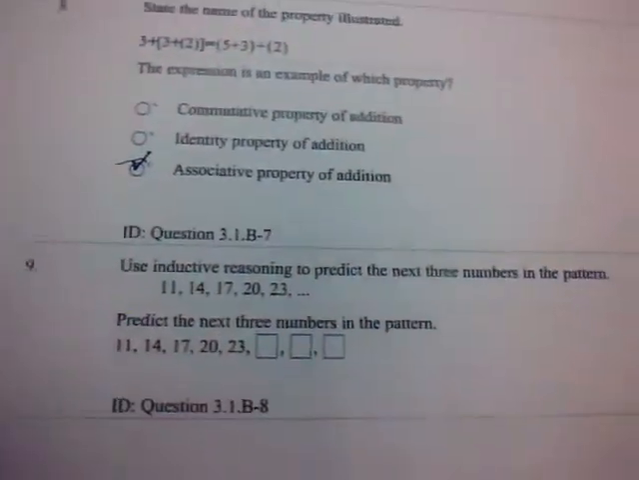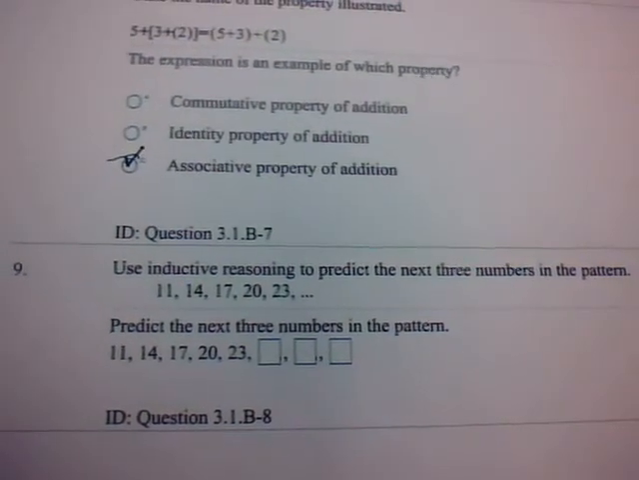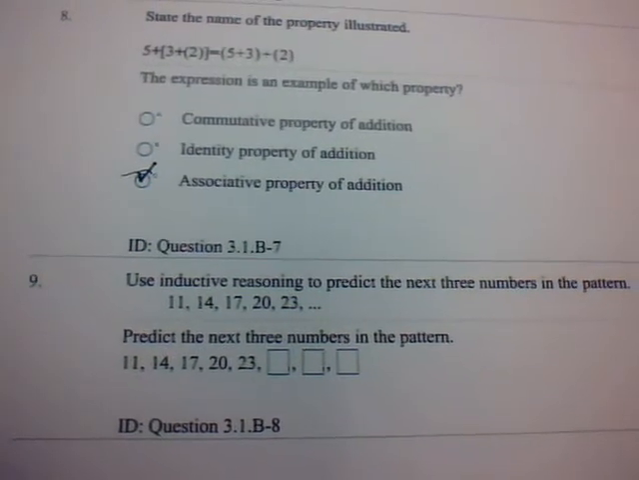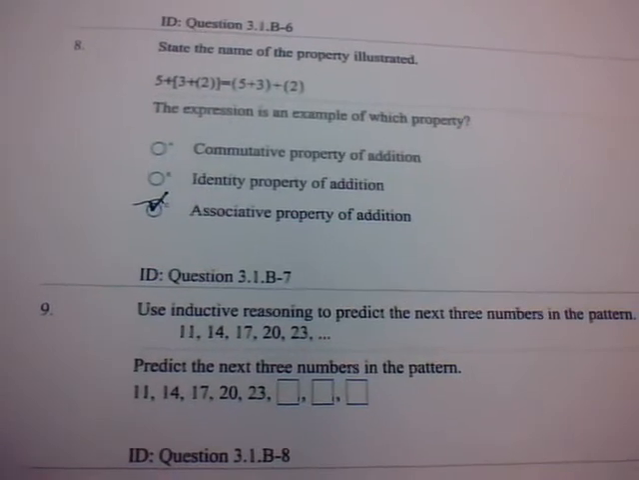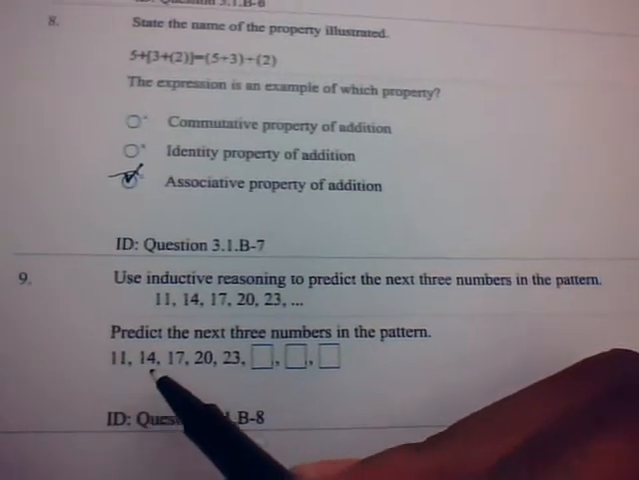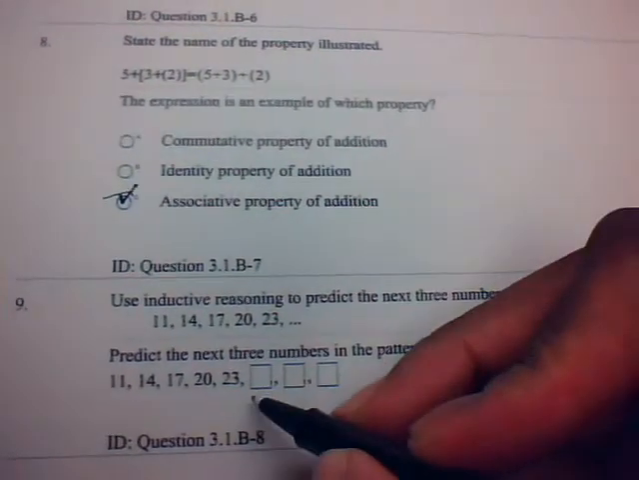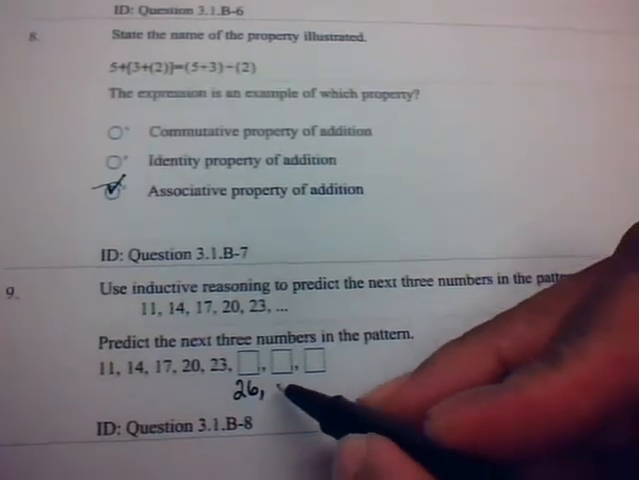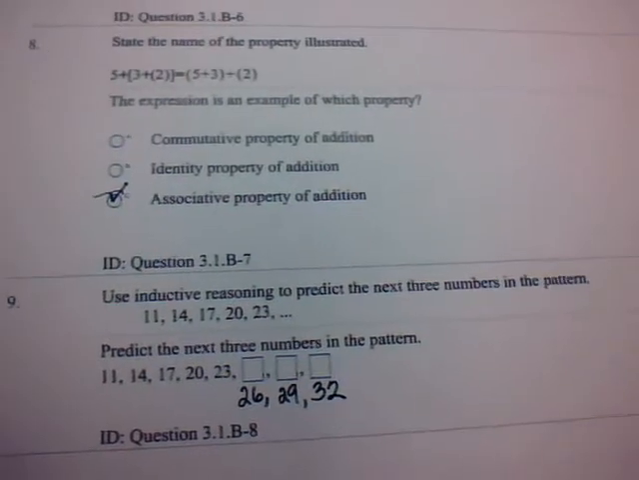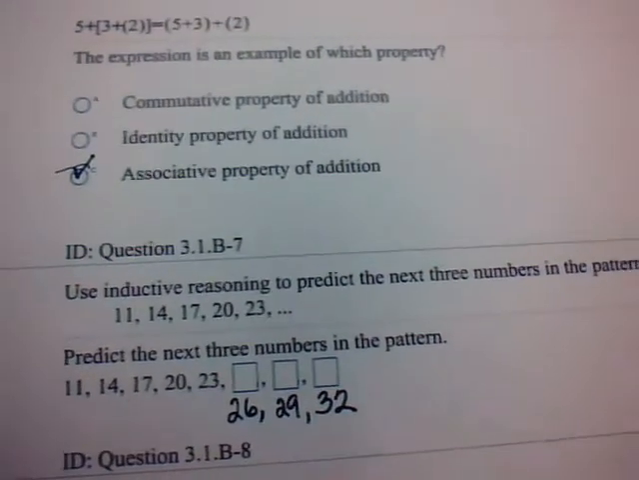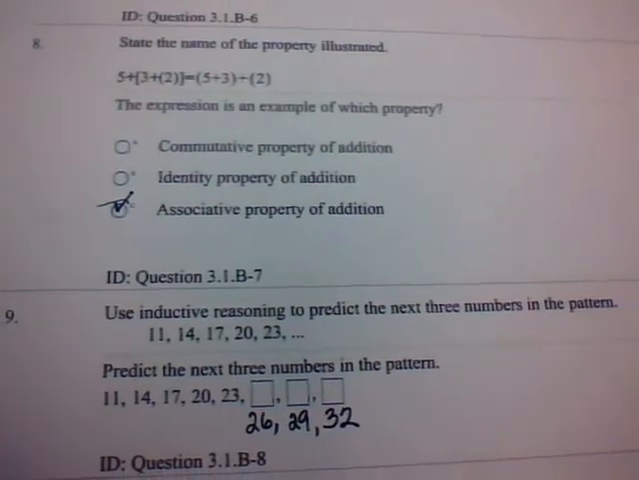Okay, number 9, use inductive reasoning to predict the next 3 terms in the pattern. In this case, we got 11, 14, 17, 20, and 23. And here we want to predict the next 3 numbers in that pattern. I'm seeing that we're adding 3 each time. So if we add 3 to the 23, you get 26. Add 3 to the 26, you get 29. Add 3 to the 29, you'll get 32. So in this case, 26, 29, and 32 are the next 3 numbers in that sequence.